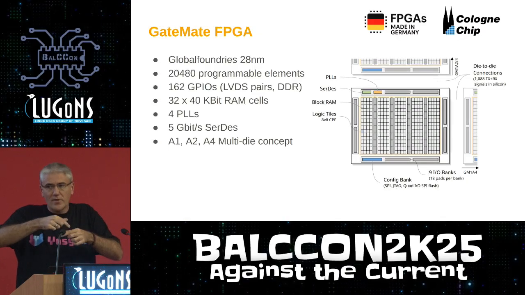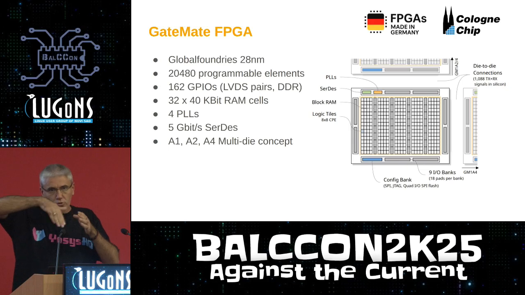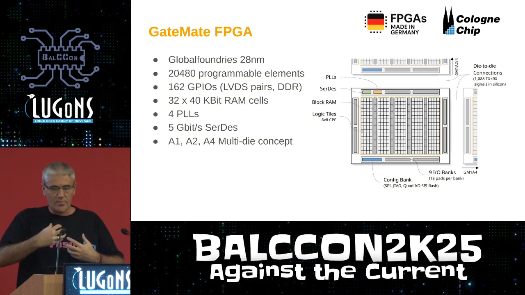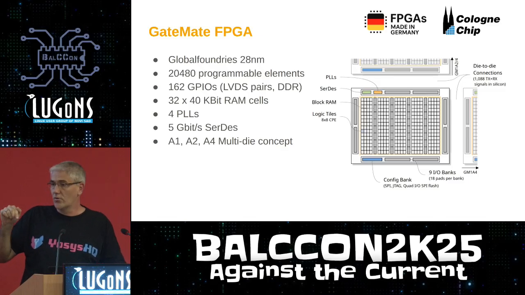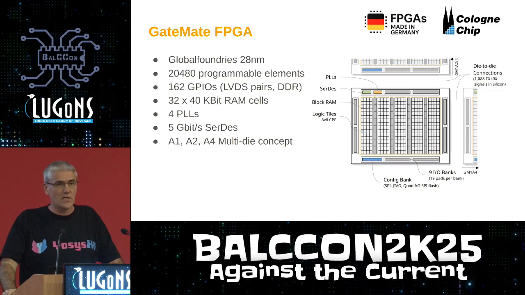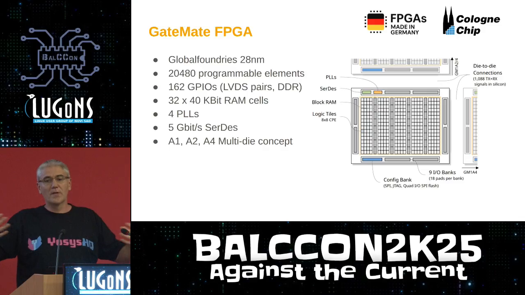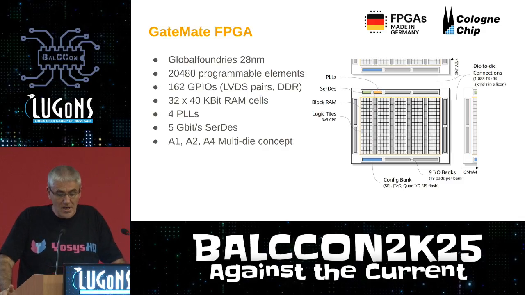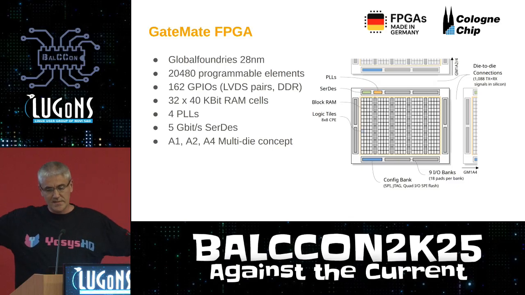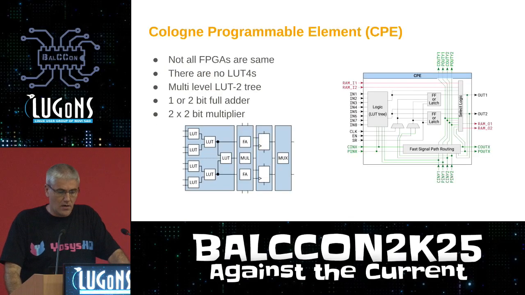If 2 are connected, you are getting A2. Not all combinations there are possible, because they already have predefined die-to-die connections, and you can create from one wafer basically multiple types of FPGA. So far, they have released A1, A2, and A4, but there is possibility of basically building that up.